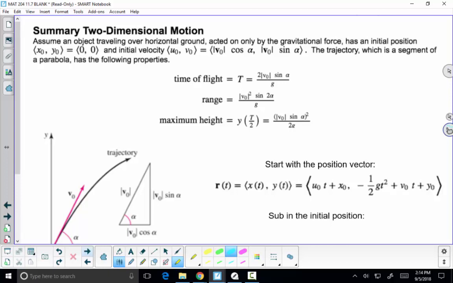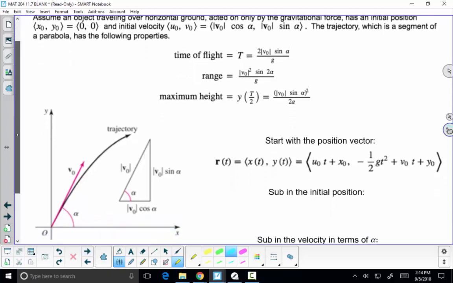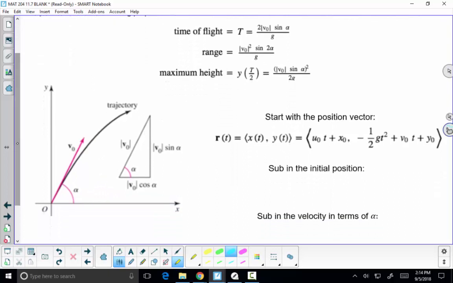So we just talked about how we could assume the position that it starts at is the origin. And this is the initial velocity breakdown using alpha. So here's that triangle. We just talked about that. All right, so let's talk about first the time of flight. So the time of flight, let's figure out what the period is. How long does it take for it to complete its path?